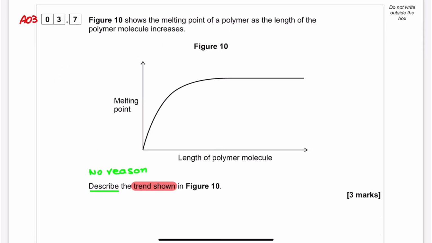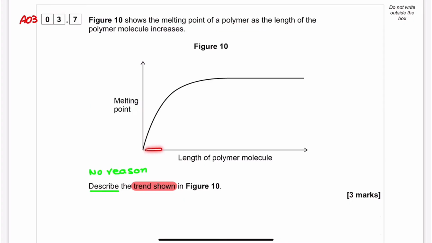3.7 is an AO3 question. Figure 10 shows the melting point of a polymer as the length of the polymer molecule increases. The melting point is along the y-axis, but the length of the polymer molecules is along the x-axis. Describe the trend shown in figure number 10. The student doesn't need to give the reason behind it. They just need to read the graph and describe the trend in the graph.